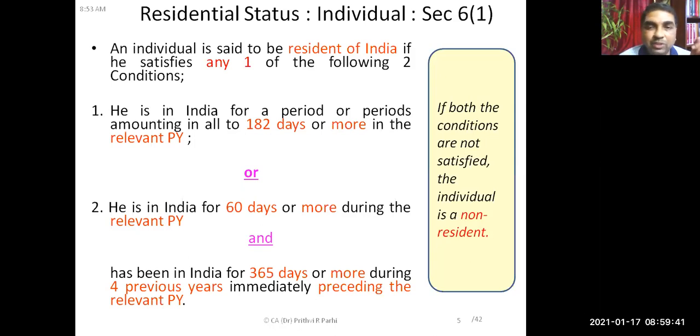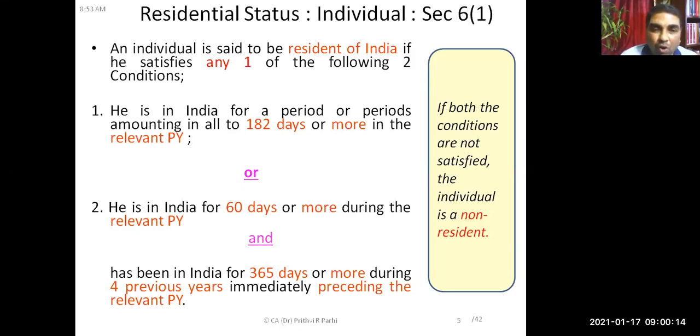And you see it says period and periods. That means it's not necessary that he needs to stay continuously. He may stay for some time, go out of India, again come, again go out, and come back like this. But all the periods you have to take. If he has stayed for periods amounting to 182 days or more during the relevant previous year, then he shall be treated as a resident in India.